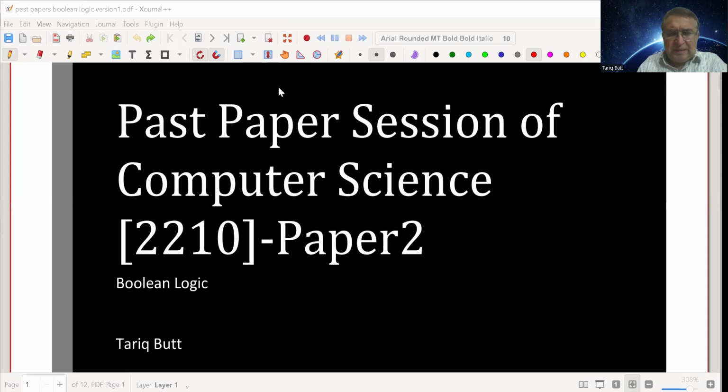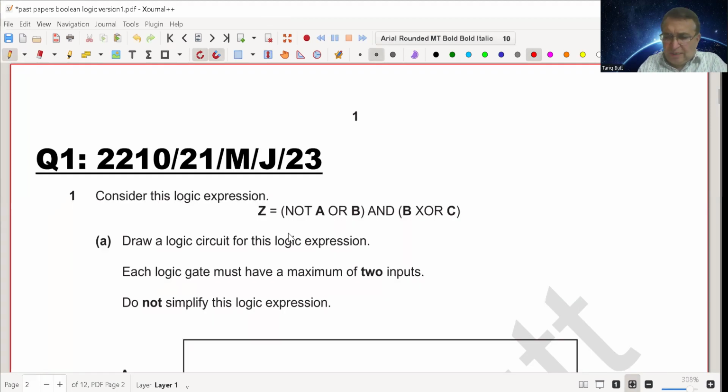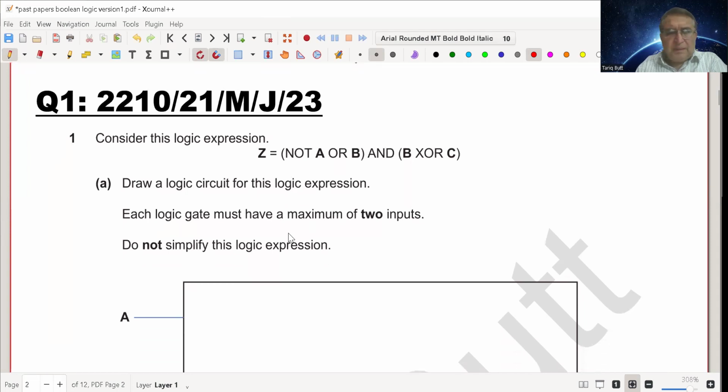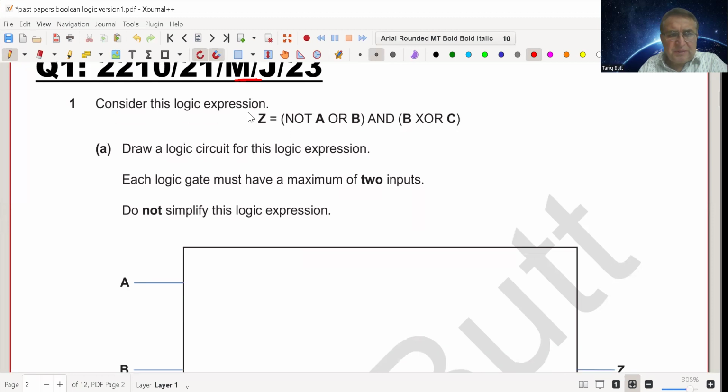So let's start. There is one question in front of you, which is paper 2, variant 1, May-June session, 2023. Let's see the question.